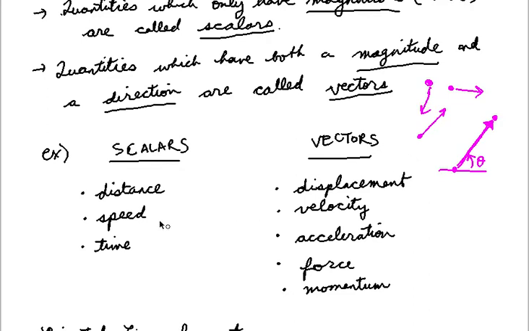Whereas if I was just talking about speed, they could have the same speed, but I wouldn't know the directions. Acceleration, force, momentum, all of these are topics and concepts that you'll learn about when you go to physics, but they are all vector quantities.